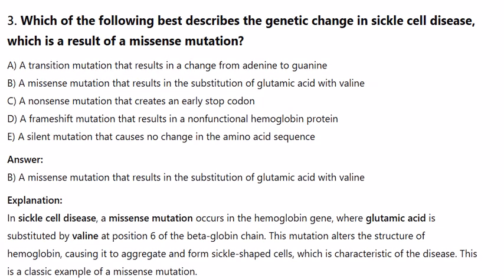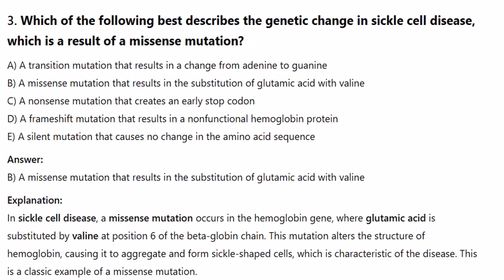3. Which of the following best describes the genetic change in sickle cell disease, which is a result of a missense mutation? A. A transition mutation that results in a change from adenine to guanine. B. A missense mutation that results in the substitution of glutamic acid with valine. C. A nonsense mutation that creates an early stop codon. D. A frameshift mutation that results in a non-functional hemoglobin protein. E. A silent mutation that causes no change in the amino acid sequence.